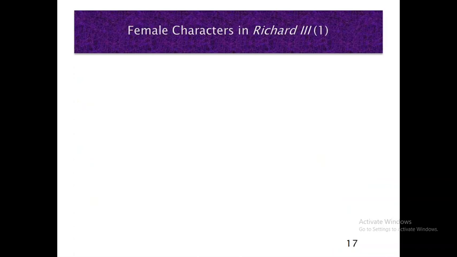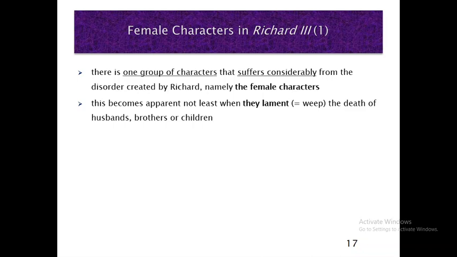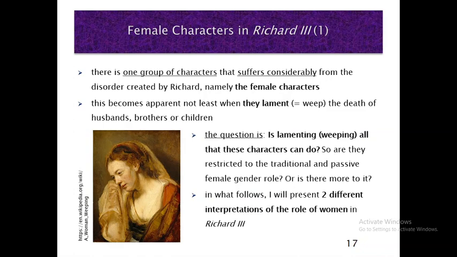Okay, but now I've been talking about order and disorder, and there is a group of characters that suffers considerably from the disorder created by Richard, and this group consists of the female characters. This we can see when they lament, basically that means to weep, when they lament the death of their husbands or brothers or children. But the question is, is lamenting, so weeping, all that these characters can do? So are they restricted to the traditional and passive female gender role, where they cannot do anything and just observe, suffer and weep, or is there more to it?